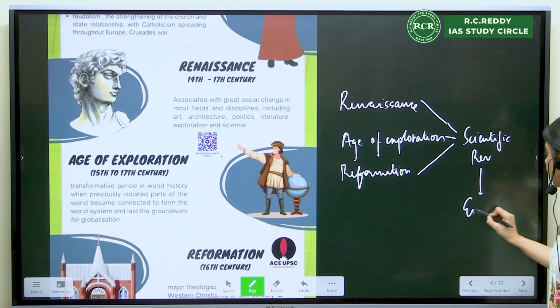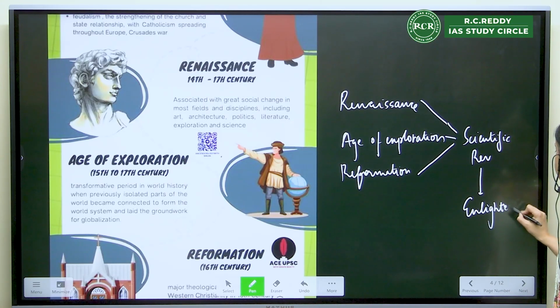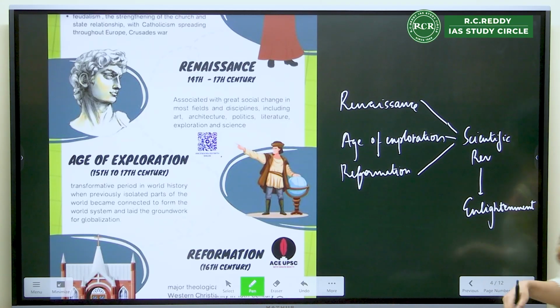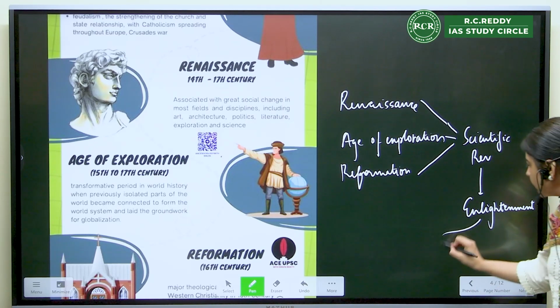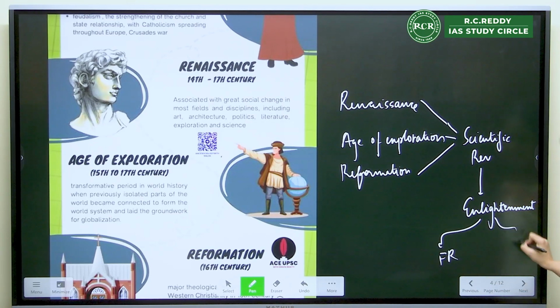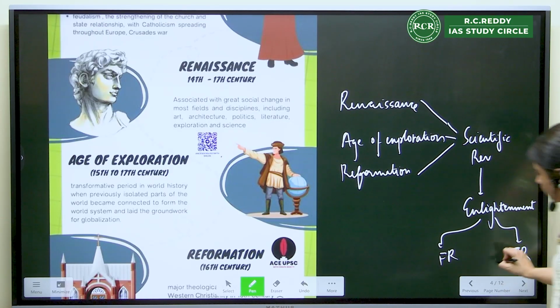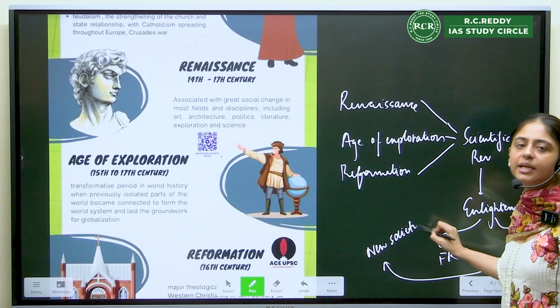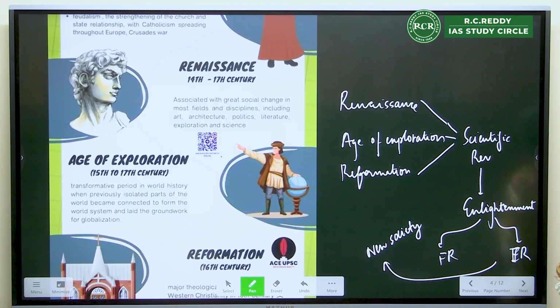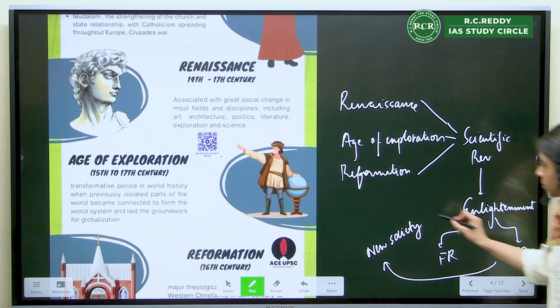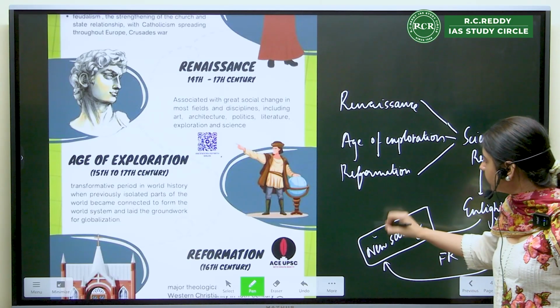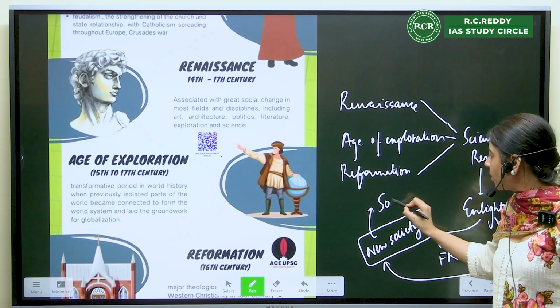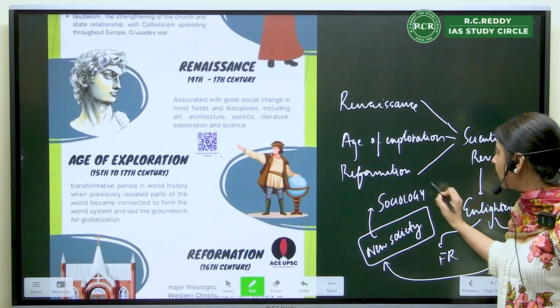After this came the Enlightenment period. From the Enlightenment period, the French Revolution and the Industrial Revolution emerged. Now all these changes combined gave you a new society, which we also call modernity, modern society, right? Now to study this new society, we needed a new discipline, and that is how sociology took birth. In simple, one flowchart.